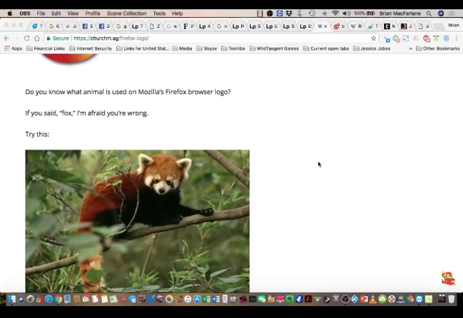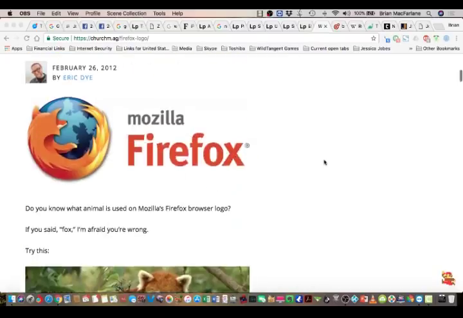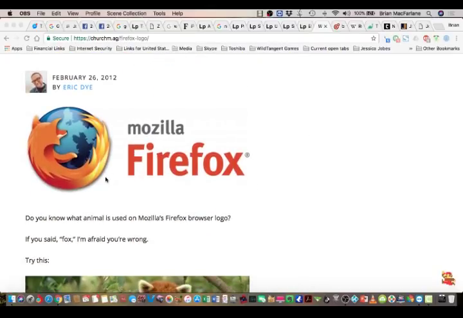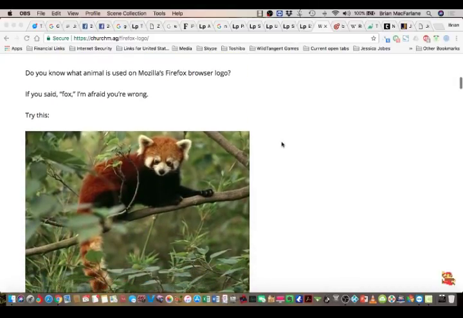Hey guys, so I want to talk to you for a minute about this Firefox logo here. Actually, just the Firefox mascot in general. How many of you guys out there thought this was a fox? Apparently, we've all been fooled, because the actual Mozilla Firefox was named after the red panda. There are some blogs here, but I'll show you without a doubt it was a Jeopardy question. So the question is, do you know what animal is used on Mozilla's Firefox browser logo?